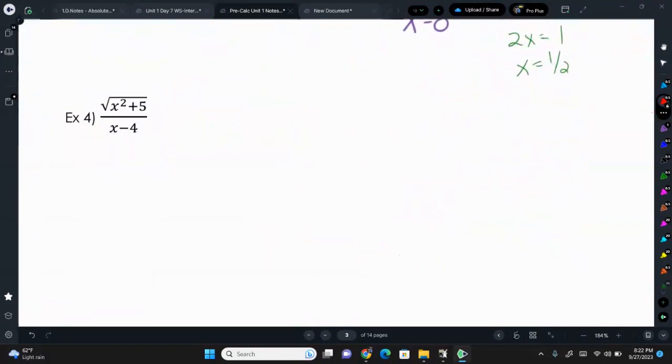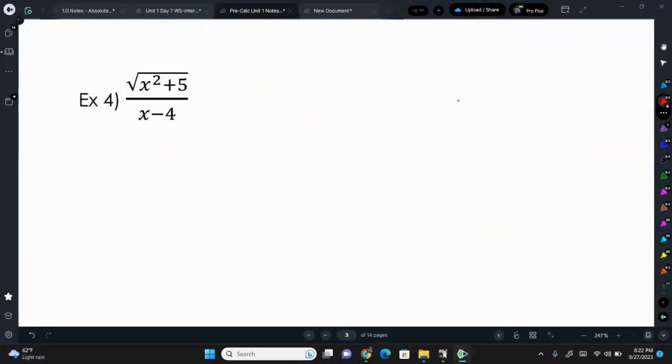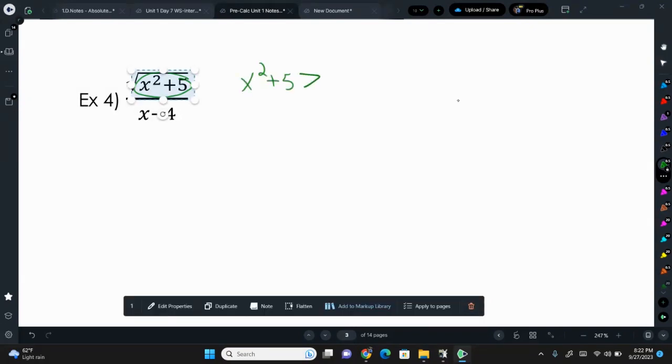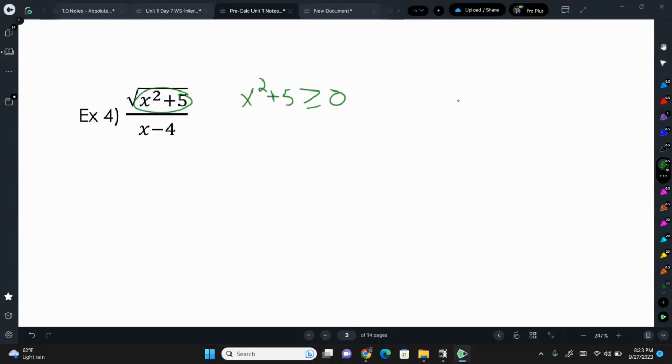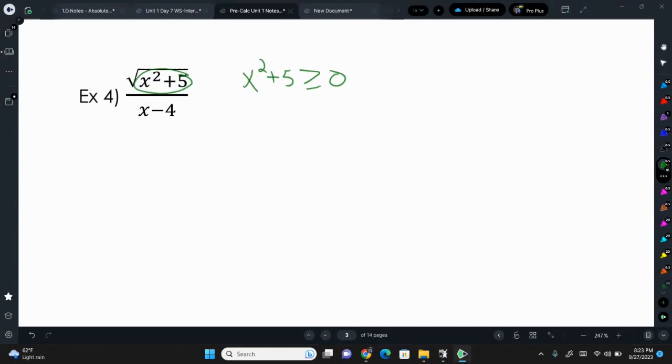Now, example 4. Okay, we got some issues here because we have an even root, so a square root in the numerator, and we have a denominator that has a variable in it. So we have to do kind of two things to this problem. First, we take the inside here, and we say, okay, that inside, x squared plus 5, has to be greater than or equal to 0. And then we will go ahead and solve that.